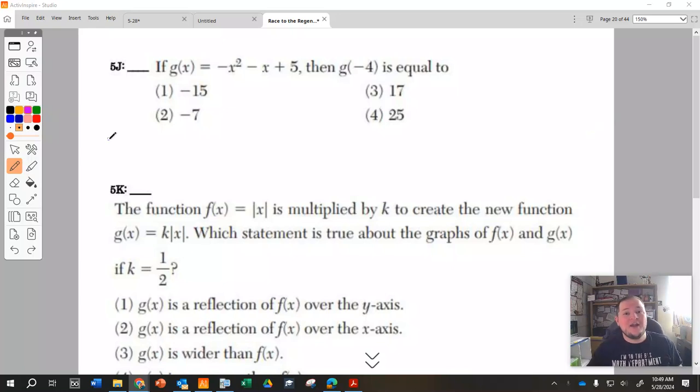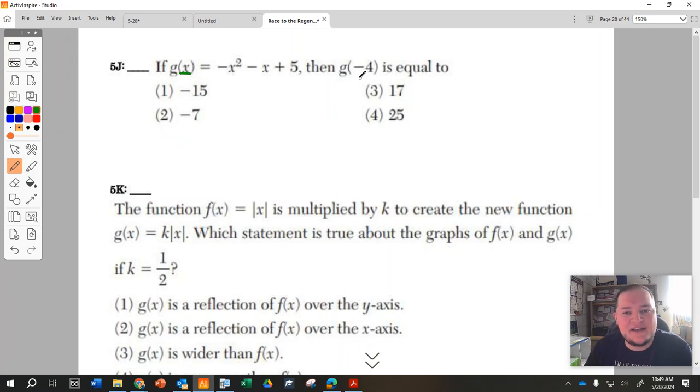Question 5J. You need to get 5J on the Regents. They should give you 30 of those, and you feel like it's the best test you've ever had in your life, okay? 5J says if g of x equals negative x squared minus x plus 5, then g of negative 4 is equal to. This is a plug and chug.